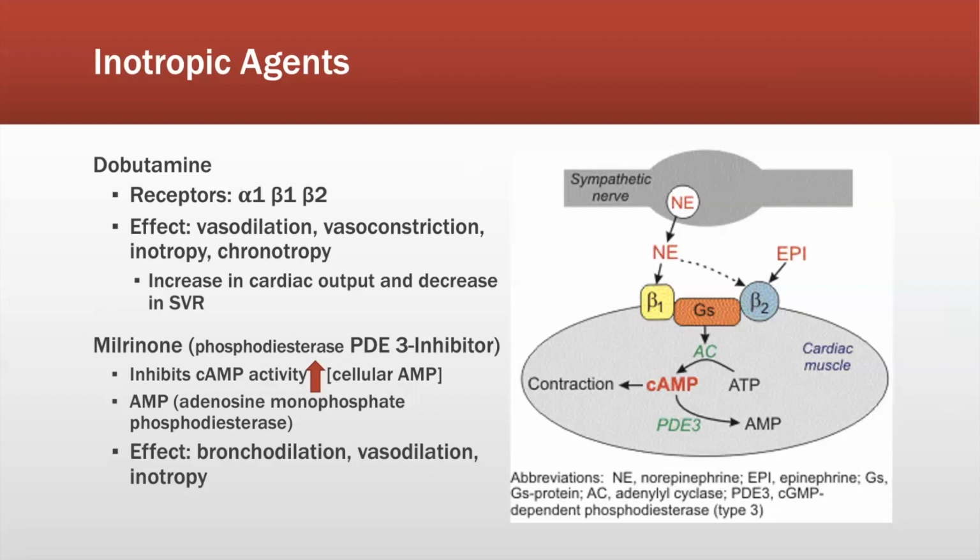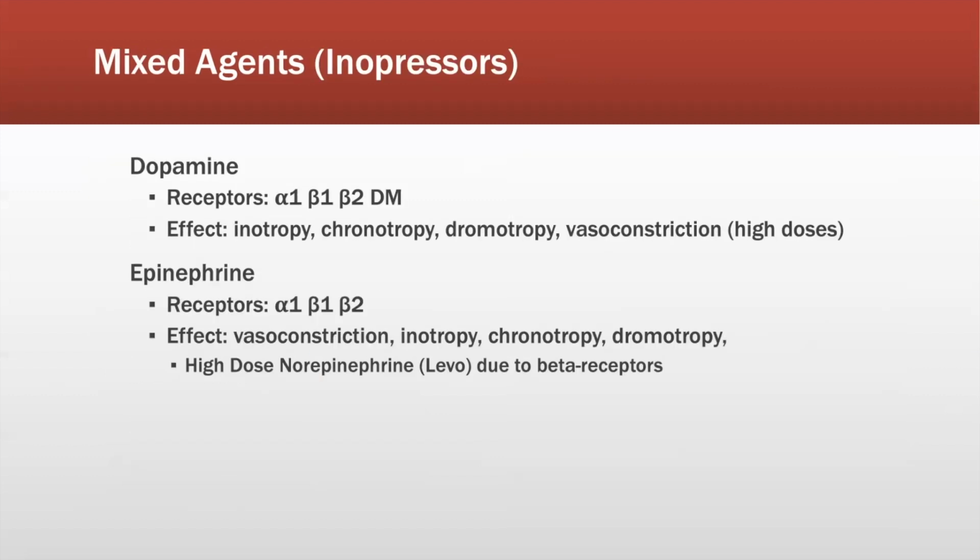And this milrinone also helps to offload the right side of the heart. So if your patient has pulmonary hypertension, your physician or cardiothoracic surgeon might opt to use milrinone to help offload that right side of the heart. Moving on to our mixed agents, or our inopressors. So these are our dopamine and our epinephrine.